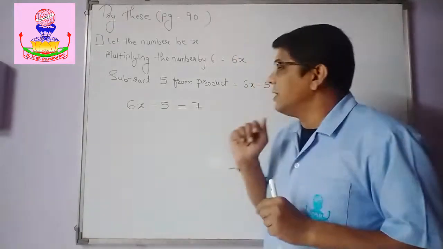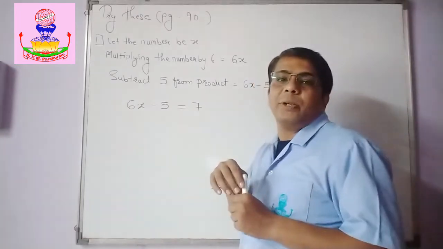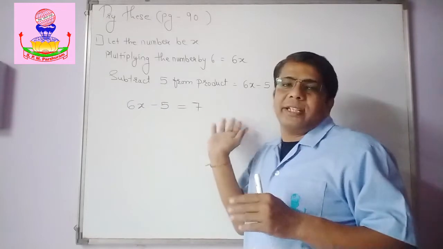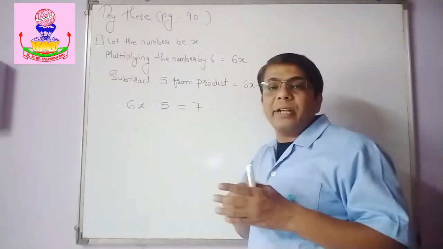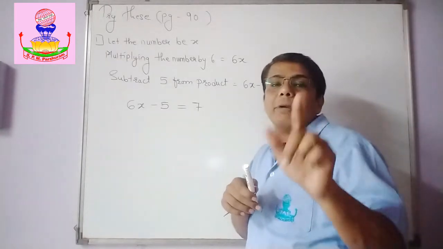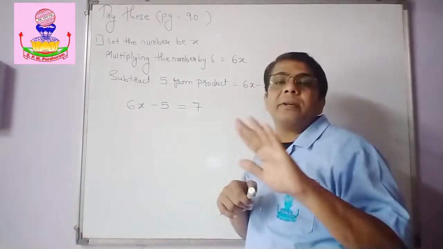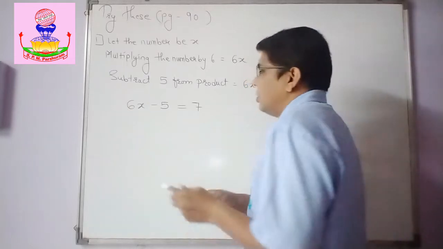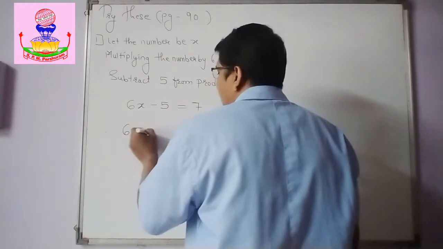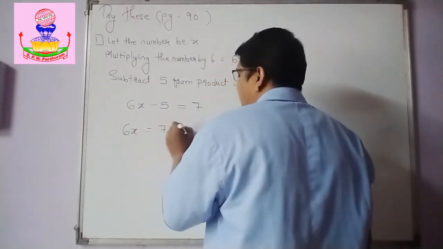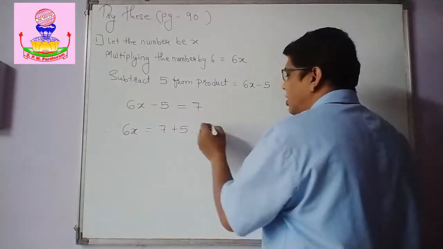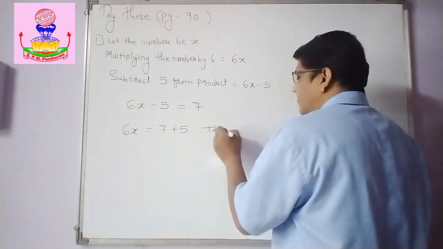Yes. Now, see dear students, some of the students have asked me, can we follow our regular method? That is, add 5 to both sides. Yes, you can. It's not necessary that you have to use the transposing method only. You can follow your regular method also. Doesn't matter. Now here, 6x is equal to 7 plus 5. What did I do? I just took this to this side. That means what I did? Transposing.